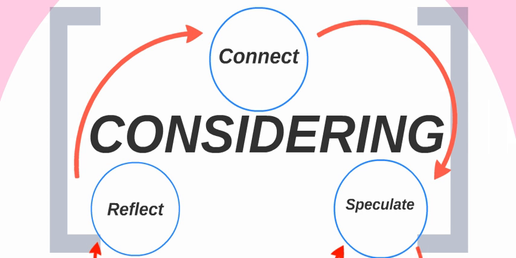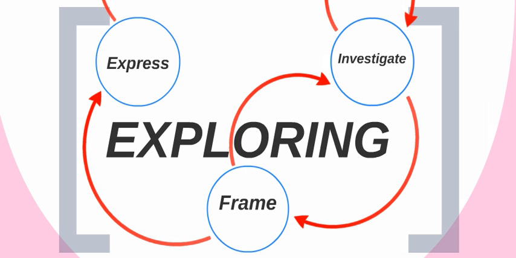From speculate, students begin to investigate, find and evaluate information. From there, students begin to frame their ideas by developing a thesis or analyzing information to construct new ideas. Notice the arrows moving back and forth between speculate, investigate, and frame. Remember that with new information, questions may need to be refined, and developing a thesis may require further investigations.